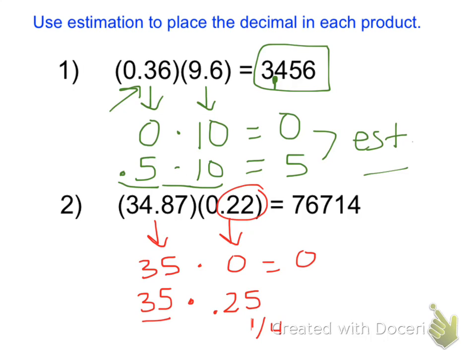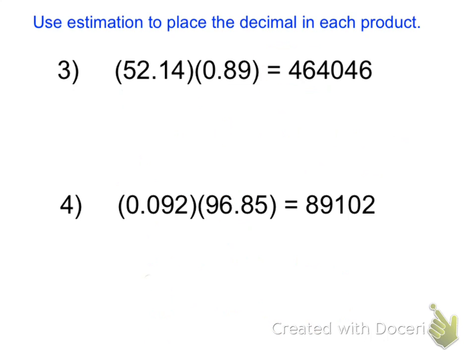And when I looked at 35, I can't divide it by 4 evenly, so I might just change this to a number that I can divide evenly by 4, which is 36. Or some people might do 32. So 36 times 1/4 equals 9. So my estimate is somewhere between 0 and 9. And so that helps me know that the decimal should be right here, 7.6714.